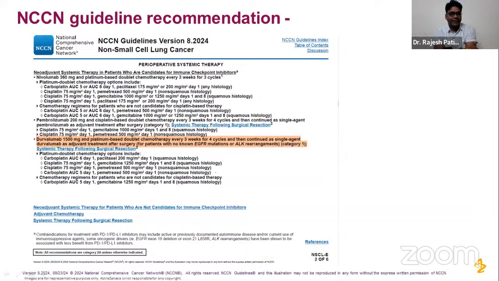If you look at the NCCN guidelines, the NCCN guideline also recommends durvalumab along with doublet chemotherapy in the neoadjuvant setting in EGFR, ALK, ROS negative tumors, where we are planning for surgery.